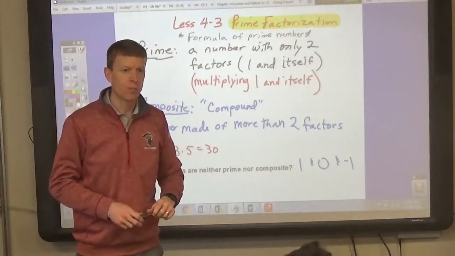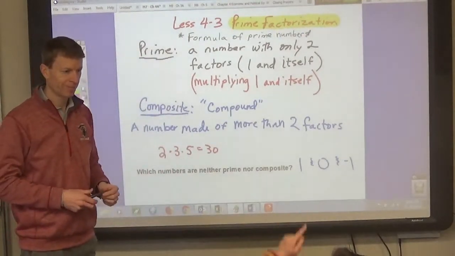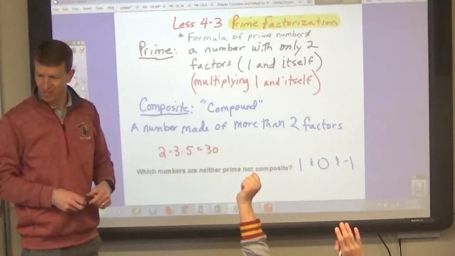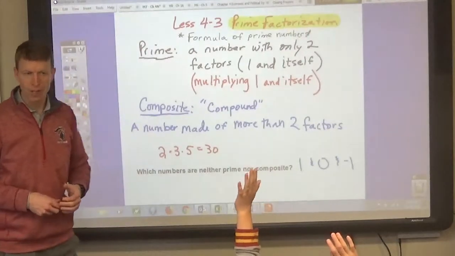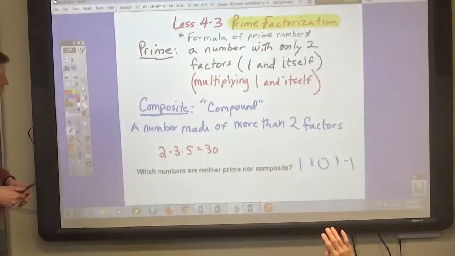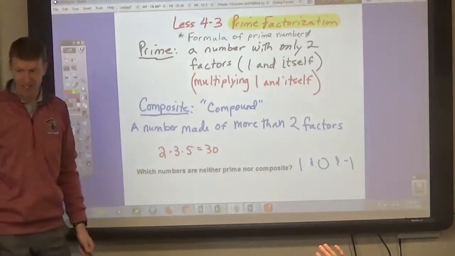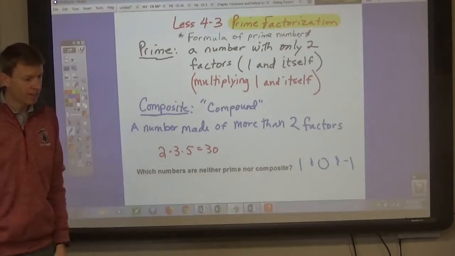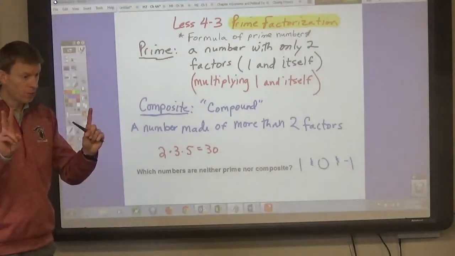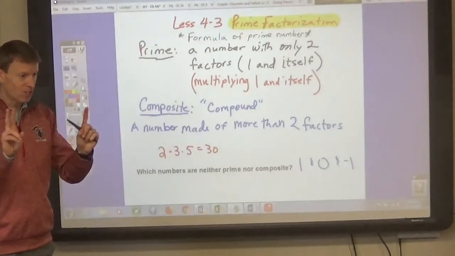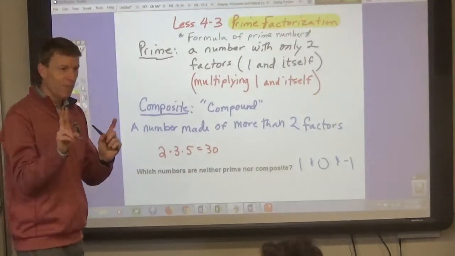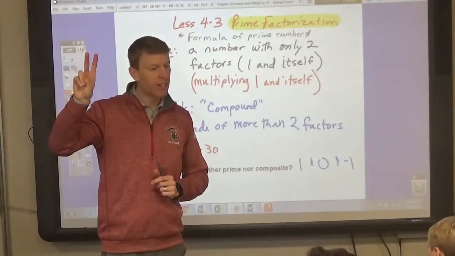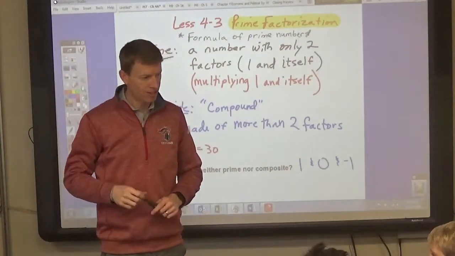What's the smallest prime number? Tate? 1. Is 1 a prime number? It's actually not, because it only has 1 factor. 2. So, yeah, 2 is the smallest prime number, right? 1 times 2 is the only way you can make the number 2. But what's special about the number 2 is that it's the only even prime number.